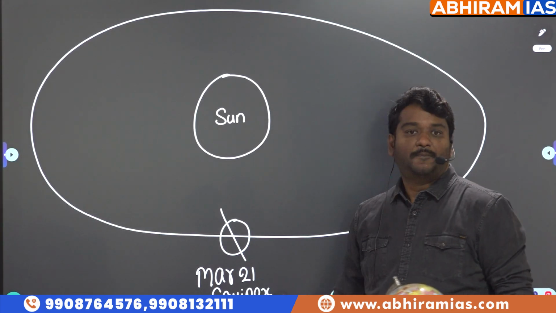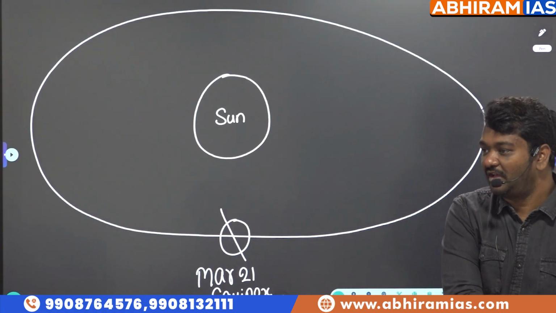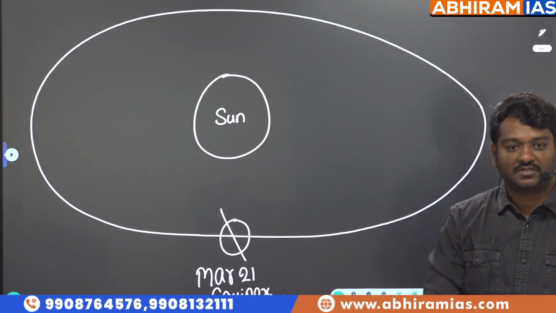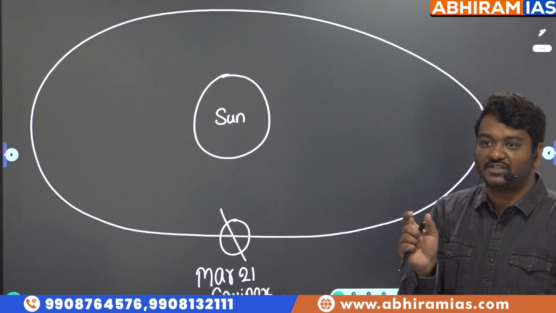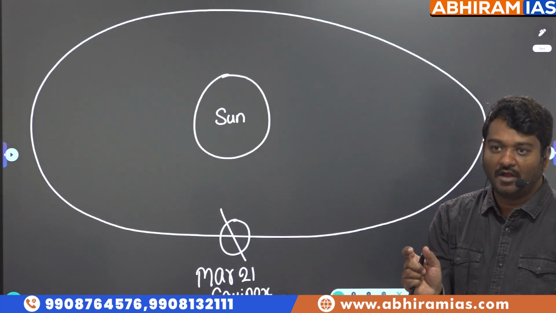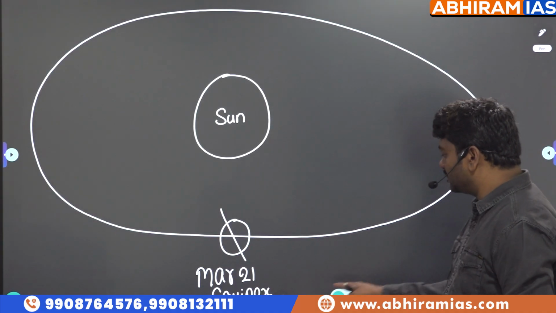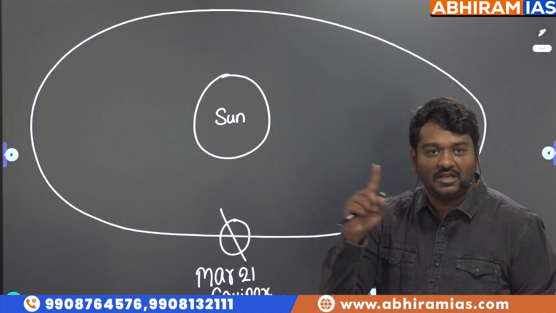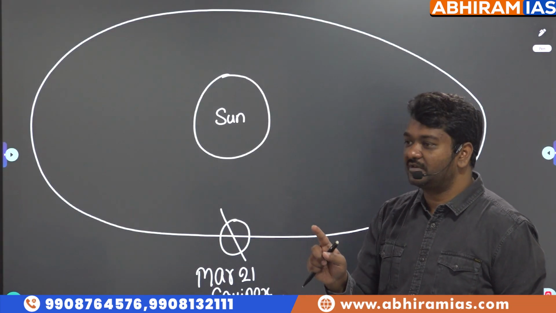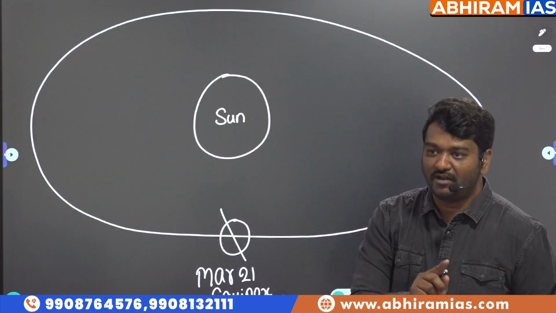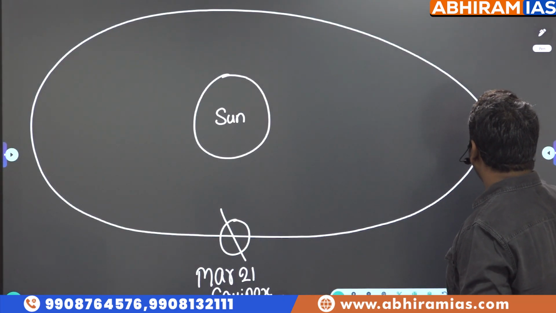equinox. Prelims question: Chaitra 1 is celebrated on which day? March 21st. Okay, March 21st is the Indian calendar Chaitra 1 beginning. So after this, as earth comes, what is the meaning of equinox? Equal day and night. That means the entire earth will have 12 hours of day and 12 hours of night. After this, it will come here.